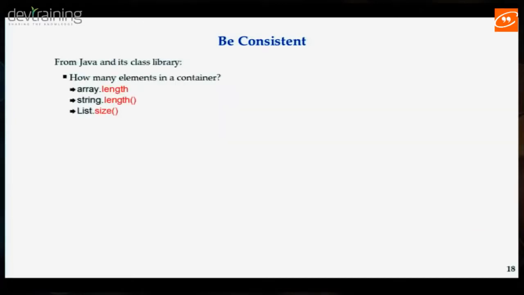In terms of consistency, let's suppose you're programming in Java. So sad. You want to know how many elements are in a container. If it's an array, there's the length property. If it's a string, there's the length method. If it's a list, there's the size method. Three different ways to get exactly the same information.